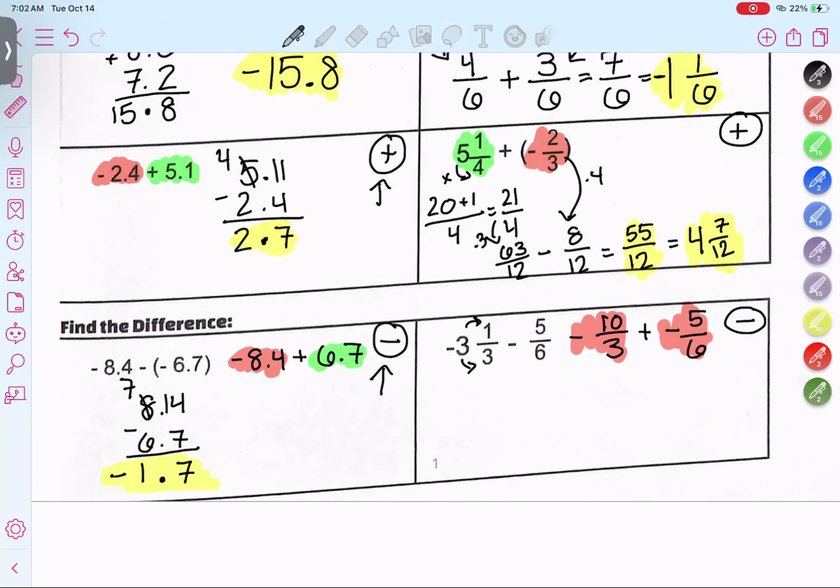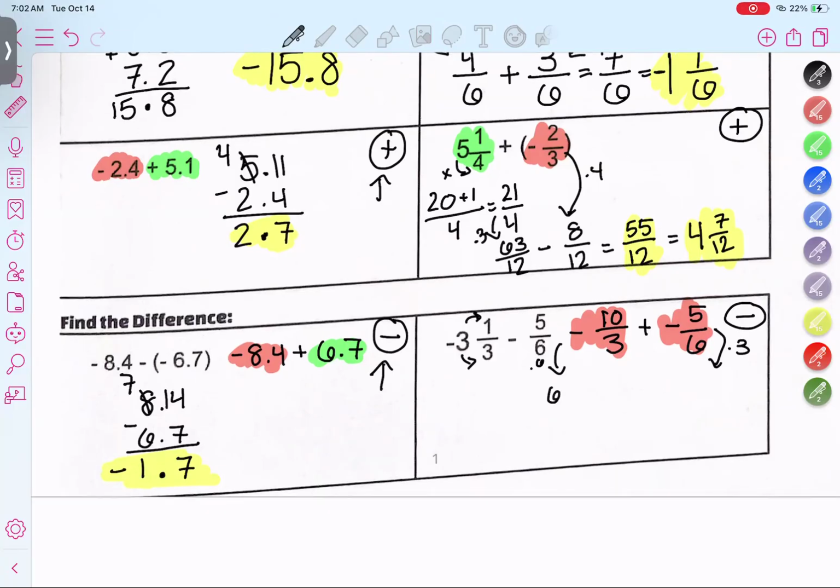And over here, we have the same signs. We just need to add our fractions, but we need common denominators. So if I multiply this one by 6, and I multiply this one by 3, I'm going to get 10 times 6, which is 60, and 3 times 6 is 18, plus 5 times 3, which is 15, over 6 times 3, which is still 18. We're going to add those up, and we're going to get a 75 over 18.